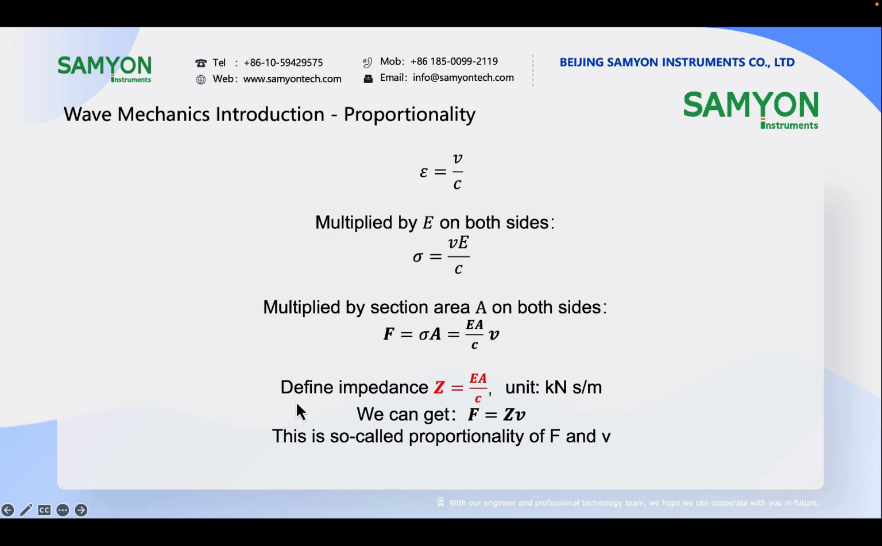Now we define Z equals EA divided by c. That is impedance. And the unit for impedance is kilonewton second per meter. Then we can get the relationship F equals ZV. So this is the so-called proportionality of F and V.